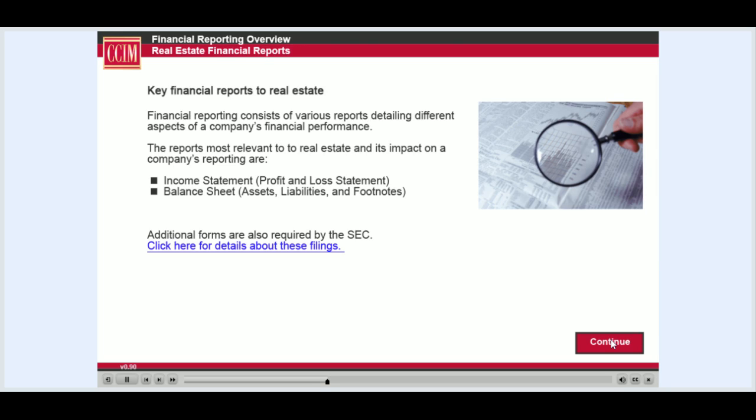Though there are a variety of reports prepared and filed in the financial world, two types of financial reports illustrate the impact of real estate as part of user decision analysis the most: income statements and balance sheets.